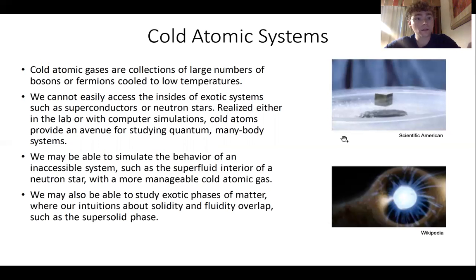So cold atomic gases are collections of large numbers of bosons or fermions cooled to low temperatures. We cannot easily access the insides of exotic systems such as superconductors or neutron stars. Realized either in the lab or with computer simulations, cold atoms provide an avenue for studying quantum many-body systems. We may be able to simulate the behavior of an inaccessible system, such as the superfluid interior of a neutron star, with a more manageable cold atomic gas. We may also be able to study exotic phases of matter where intuitions about solidity and fluidity overlap, such as the supersolid phase.